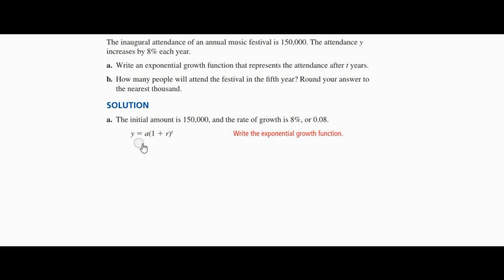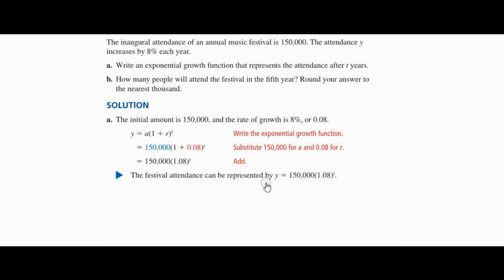So we have to write this growth function down, and that was on the previous slides that we looked at, right? We put in our initial value, A, which is 150,000, and our rate, which is 0.08. So these are important things to write down. Write down A equals 150,000, write down R equals 0.08, then you have your equation, and you can fill in what was missing, okay? And then they tell you how many people will attend the festival in the 5th year. So when t equals 5 is what you're looking for, and you want to round your answer to the nearest thousand. The festival attendance can be represented by y equals 150,000 times 1.08 to the t.